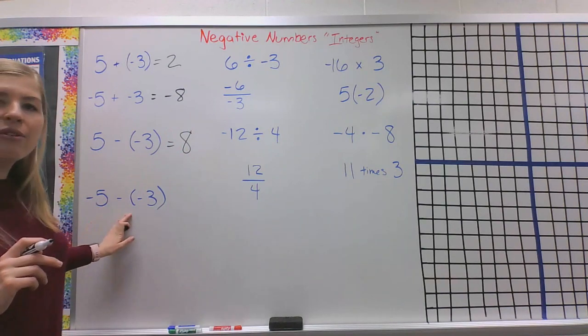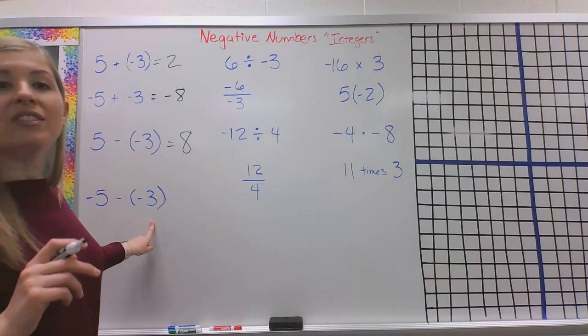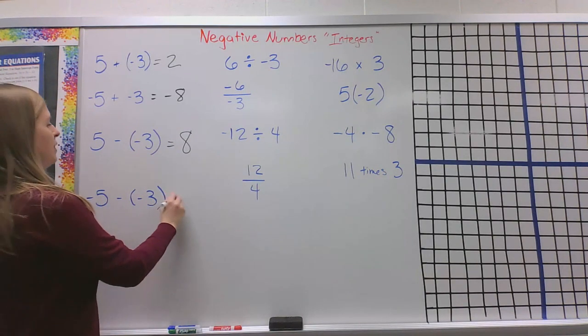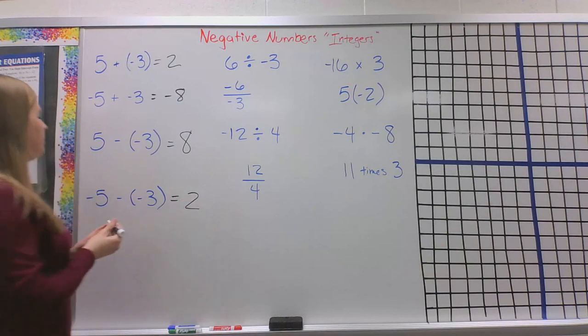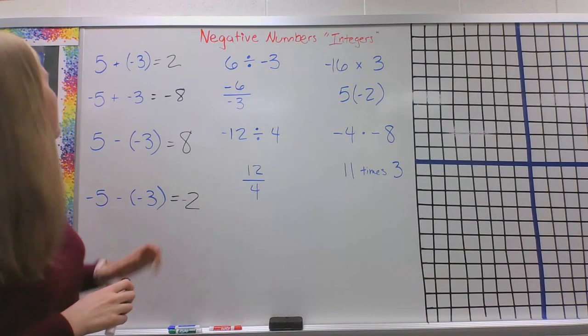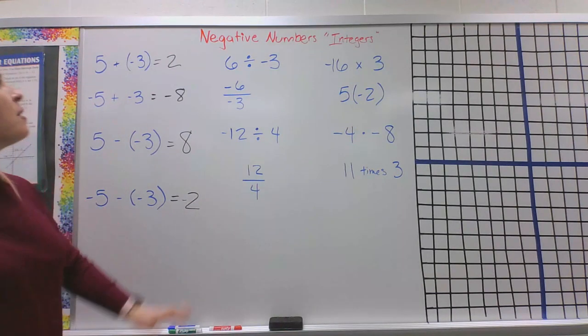And then negative 5 minus negative 3. Minus negative is like adding, so negative 5 plus 3 would give us negative 2, because we started in the negatives. All right, so that would be adding and subtracting with negatives.